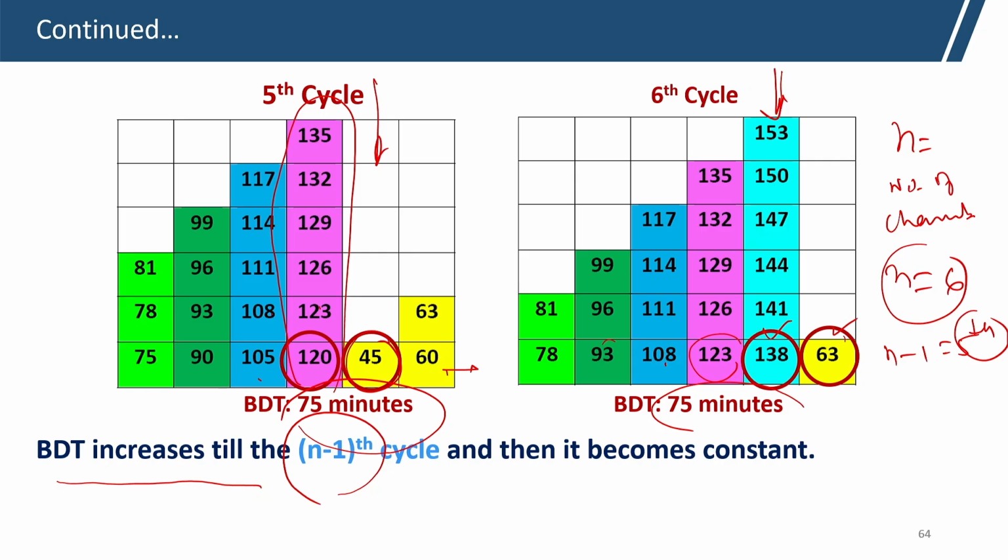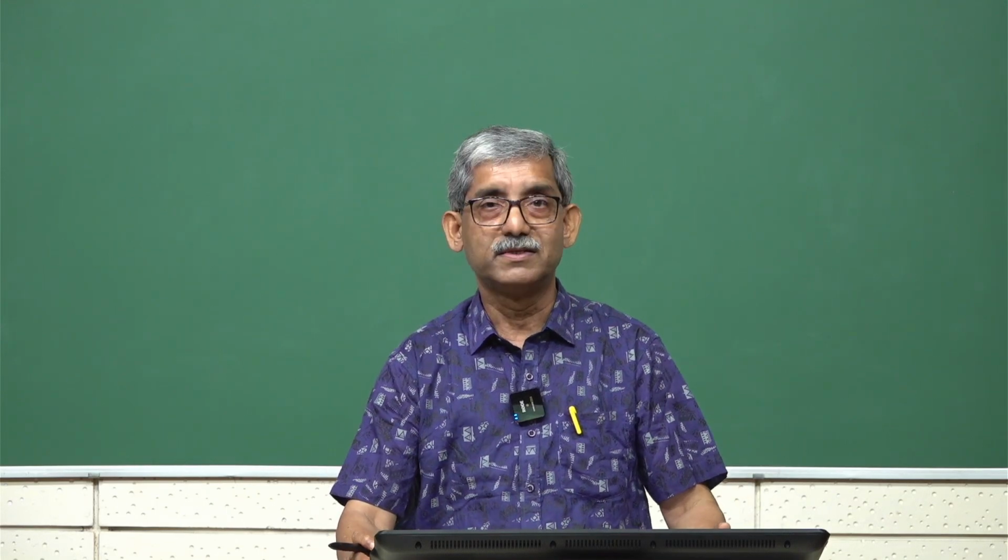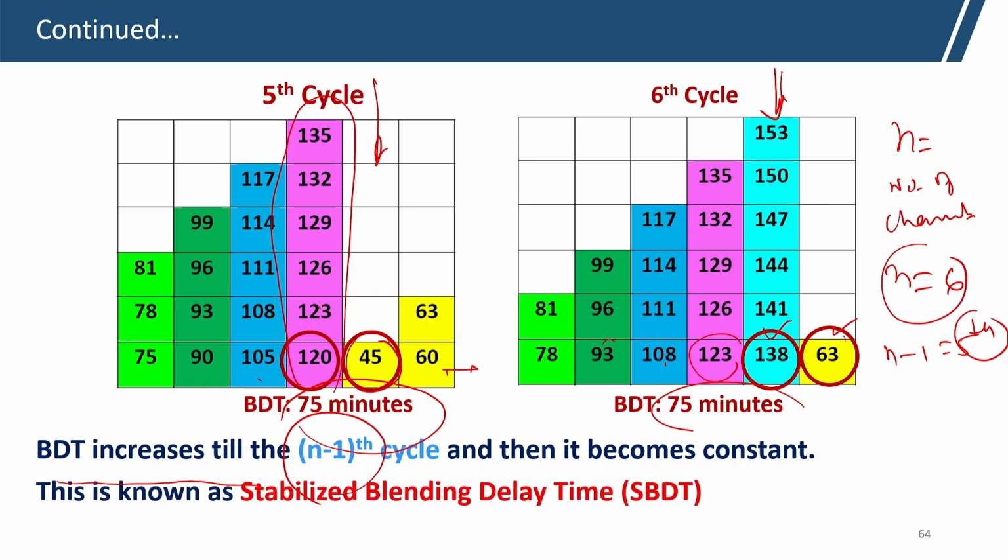So, this is physically how it has been described, but now let us discuss it in generalized form. The general form is that this is known as stabilized blending delay time, SBDT. So, when the blending delay time gets stabilized, that is called stabilized blending delay time, for the sixth chamber, and the time of fill is 3 minutes. The stabilized blending delay time is 75 minutes. Okay.